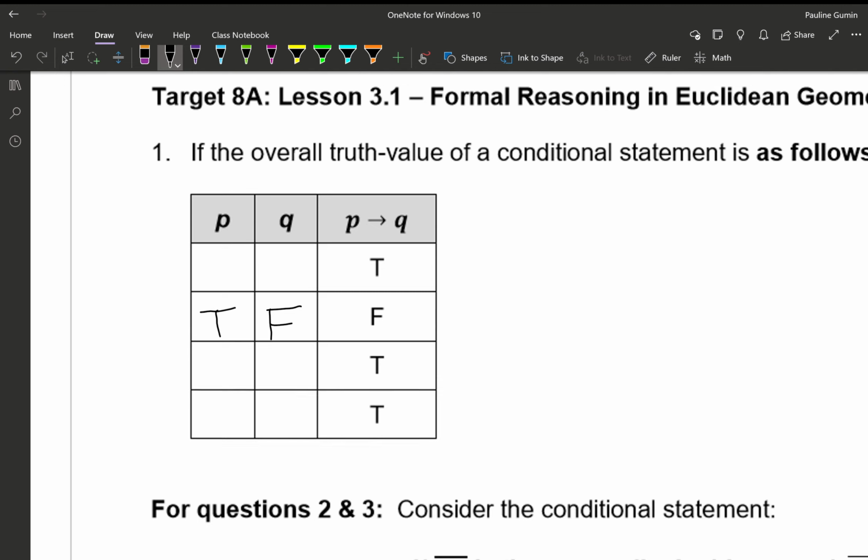Okay, let's do the truths. I think the most obvious truth one is true, true. Two truths make a true. A false hypothesis and a true conclusion leads us to an overall truth value of true. And lastly, if both the hypothesis and conclusion are false, then it's true. The way I like to memorize that part, because it's kind of weird having two falses equaling a true.